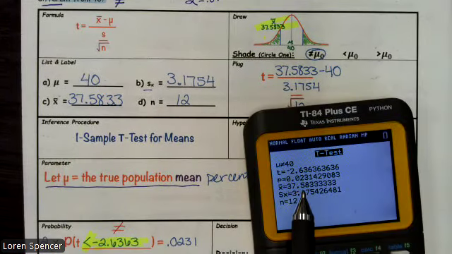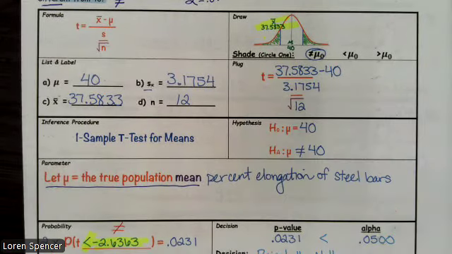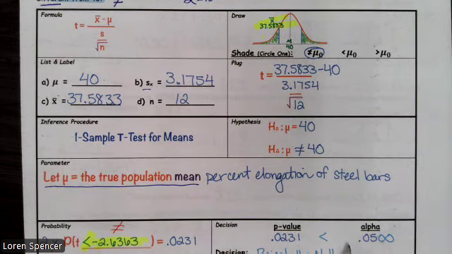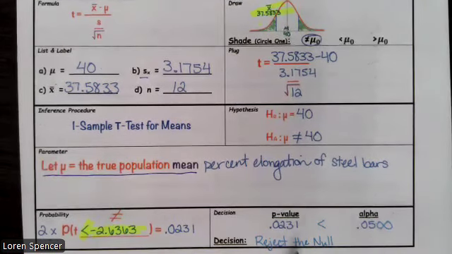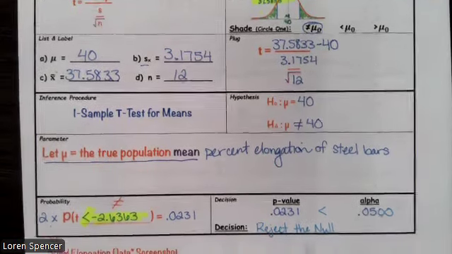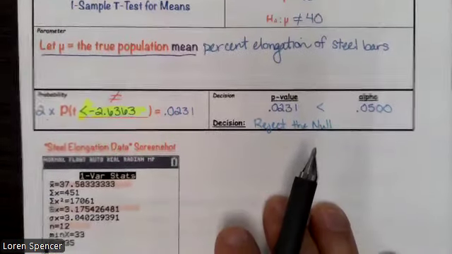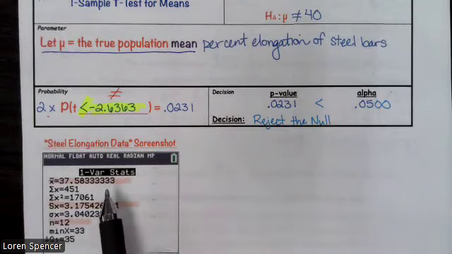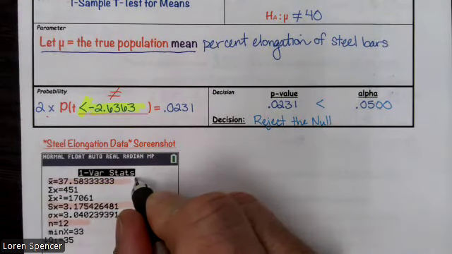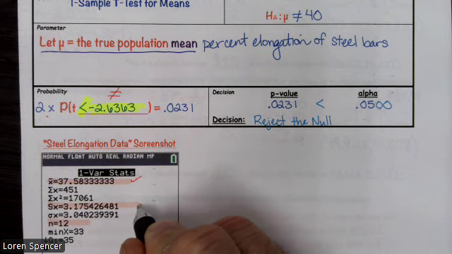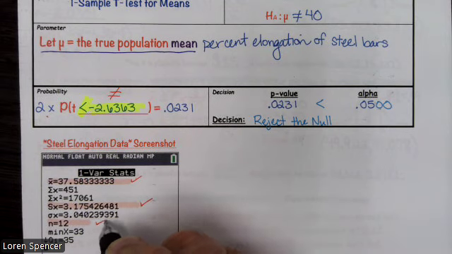All right, we got a p-value of 0.0231. Our 0.0231 is less than our alpha of 0.05. So our decision is to reject the null. And by the way, if you missed out on what I had on my screen, my calculator screen, here it is. This is my X bar. This is my sample standard deviation. And there's my sample size.